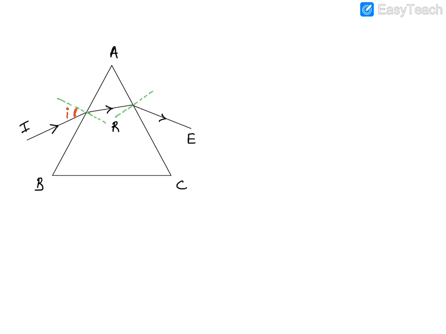Now guys, further we'll also mark the angle of refractions. So guys, let's mark the angle now. So we'll mark the angle of refraction. This is called your angle of refraction 1, angle of refraction 2, and this is called your angle of emergence E. Okay, so I for incidence, E for emergence, and R1 and R2 are the angle of refractions.